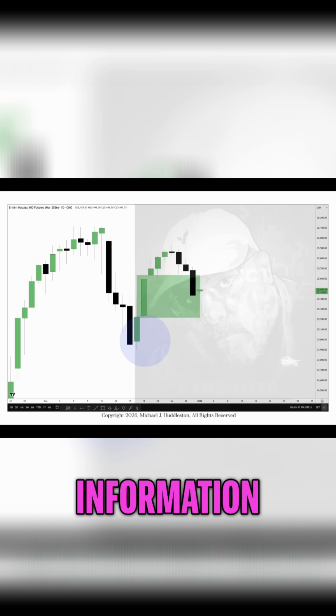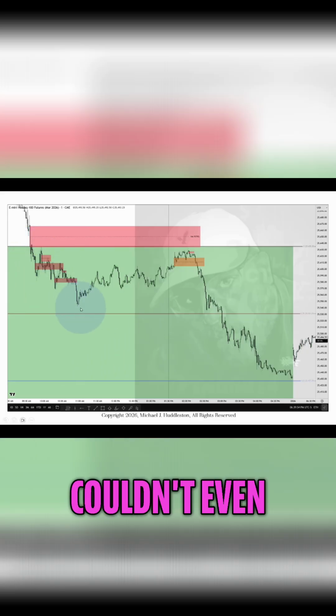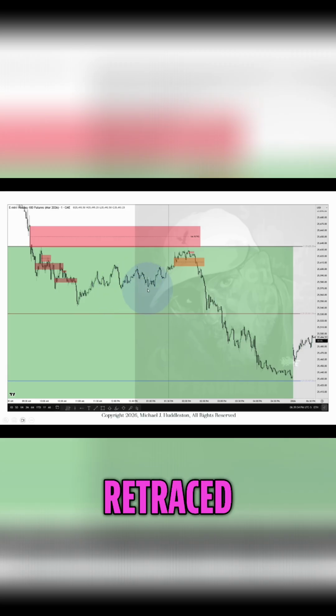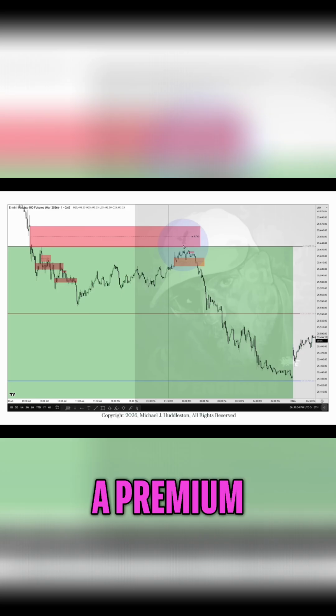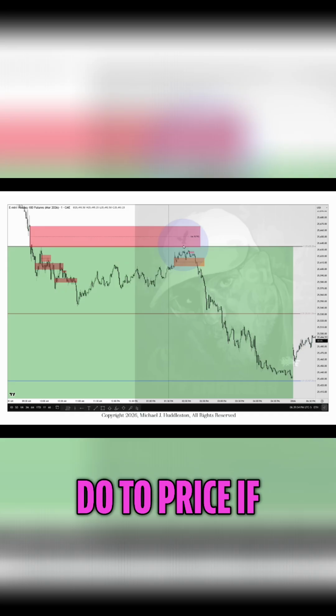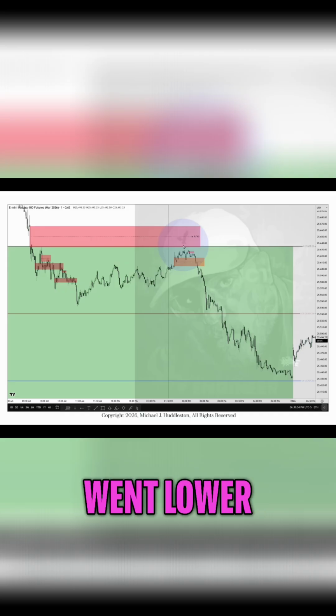Now, by having this information on your chart, let's go back down into that same chart. What you're seeing, ICT, is the market went down, couldn't even get to the upper quadrant of it, and consolidated. And then it retraced right back up towards the first fair value gap, and it's the high of that suspension block on the daily chart. That's a premium array. What do you think a premium array on a daily chart is going to do to price if it's bearish? Send it lower. Do you think it went lower off of that?